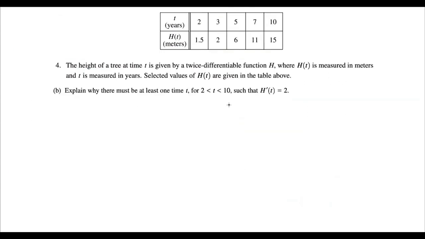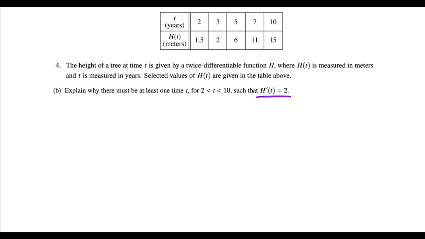For part B, we're going to use the mean value theorem. And the giveaway is that we have to explain why h prime is going to equal 2 at some point between 2 and 10. If it were the intermediate value theorem, they would say something like this: explain why there's a value t such that h of t is equal to, let's say, 8. And notice on our way from 1.5 to 15, we have to pass through 8. But notice we're talking about h prime, so definitely the mean value theorem.